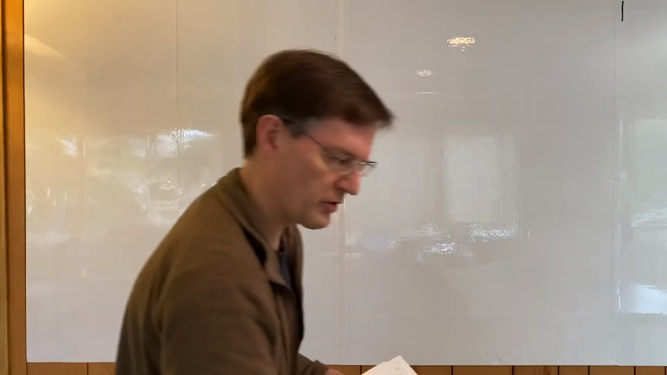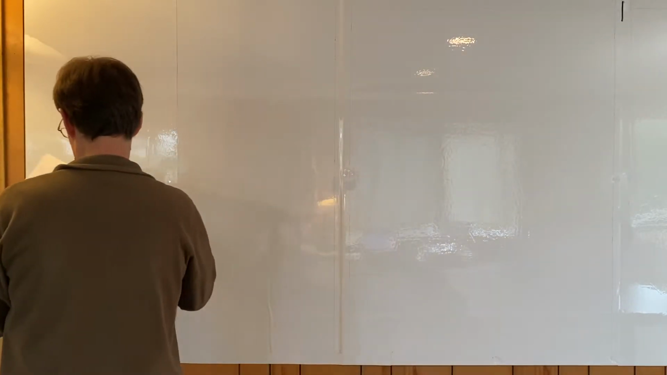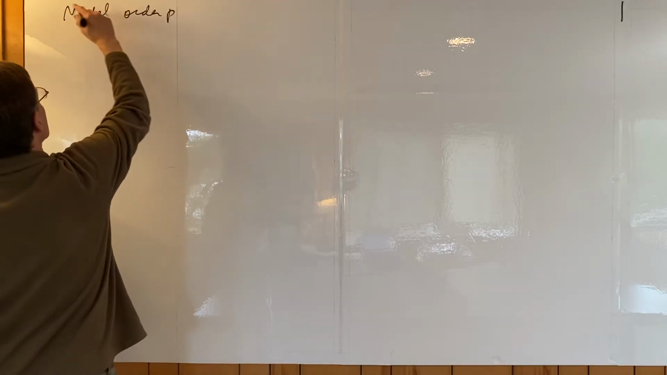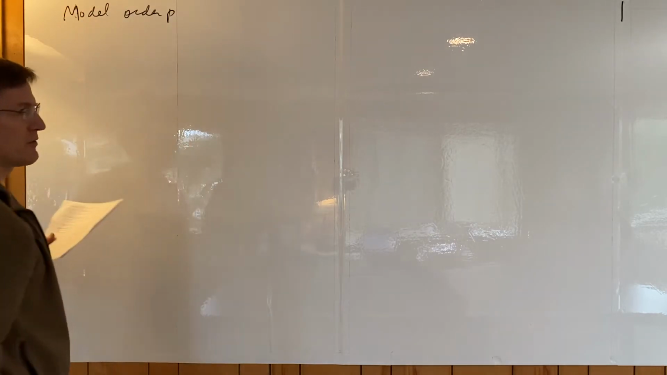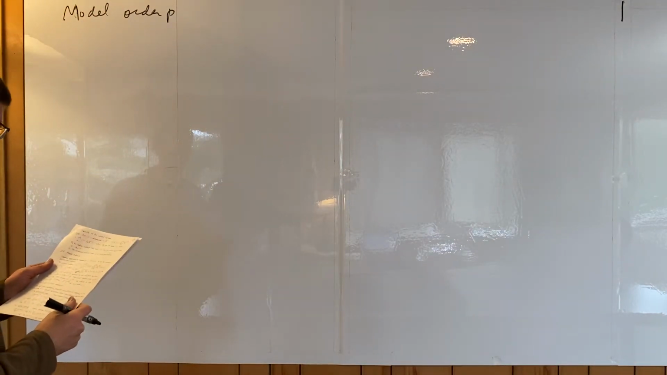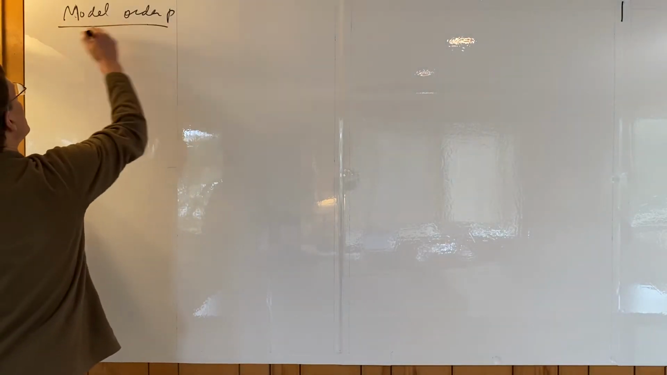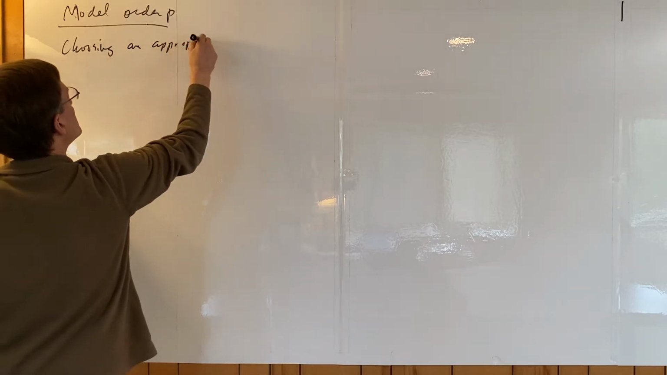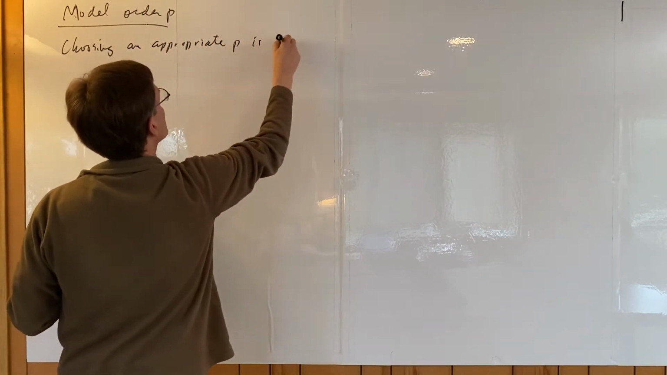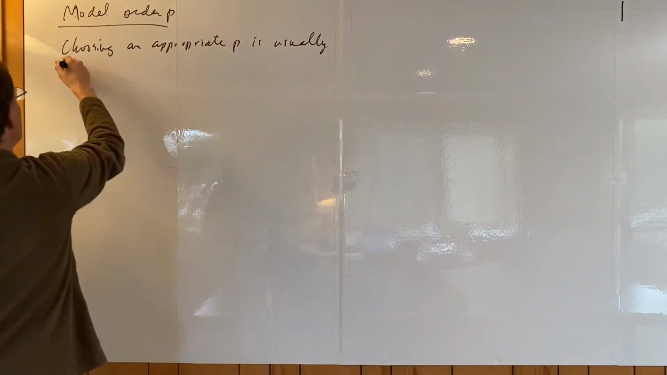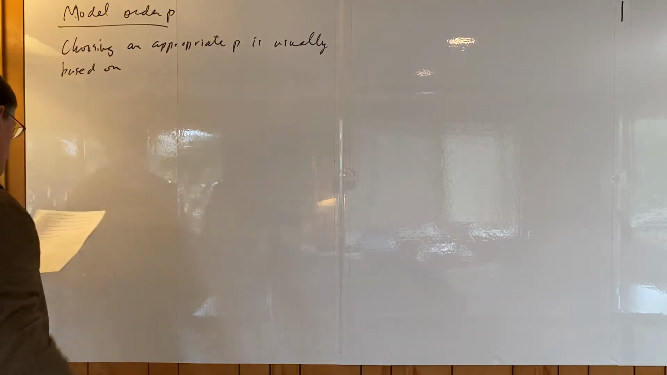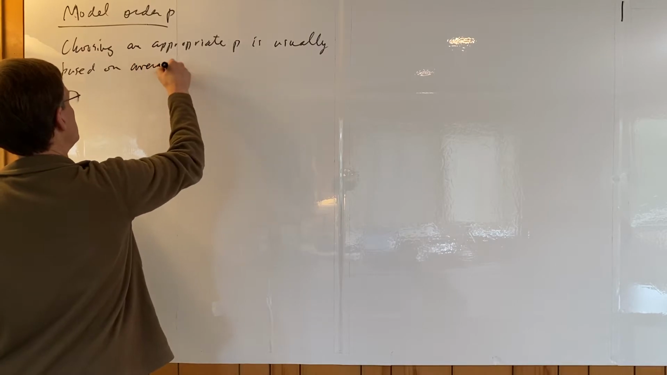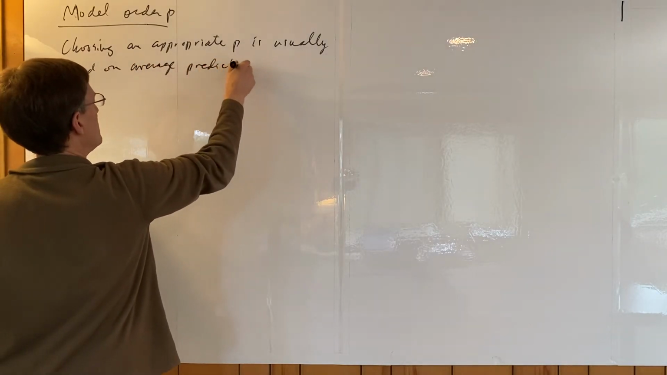Right, so next I just wanted to make a few comments about the model order, P, in other words, the number of poles that we actually have in the all-pole model. So choosing an appropriate P is usually based on this average total prediction error, or just average prediction error.